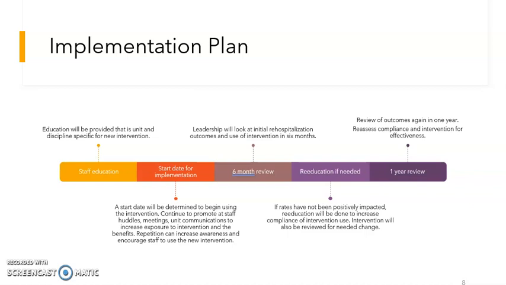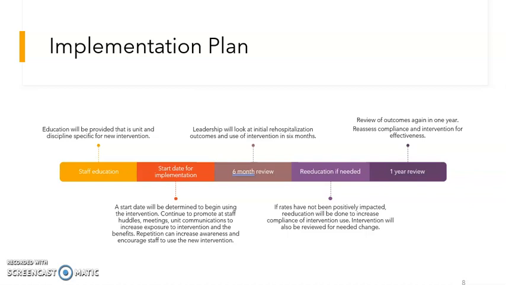The last slide I want to talk about is our implementation plan timeline. First, you will see there is staff education that will be provided that is both unit specific and discipline specific for how to use the new intervention. A start date for implementation will be determined and communicated once it is finalized. Until then, continue to promote the new intervention at staff meetings, unit huddles, and in any other staff communications. Repetition increases awareness and encourages staff to use the new intervention.